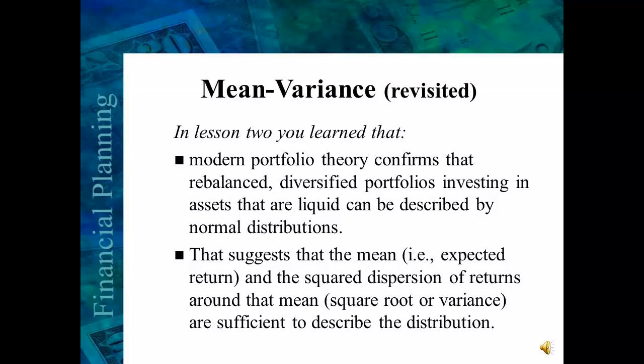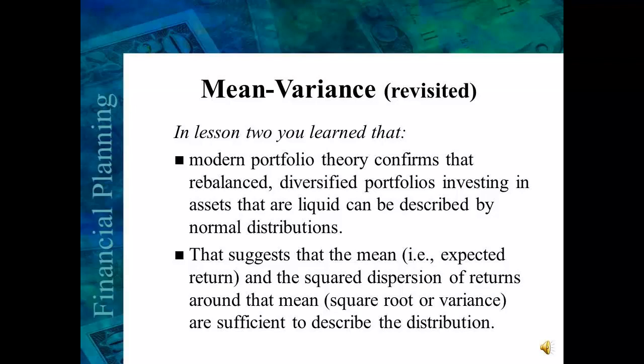Before continuing on, let's review the topic of mean variance that was first introduced in Lesson 2. Modern portfolio theory confirms that rebalanced, diversified portfolios investing in assets that are liquid can be described by normal distributions. That suggests that the mean, i.e. the expected return, and the squared dispersion of returns around the mean, i.e. variance or standard deviation, are sufficient to describe the distribution.